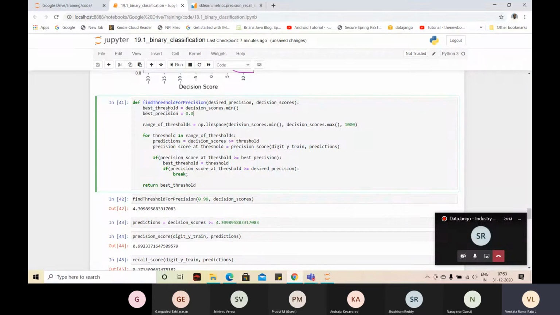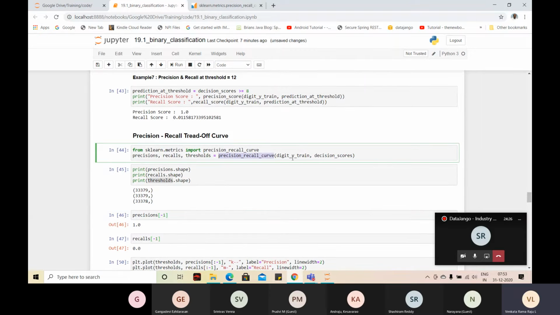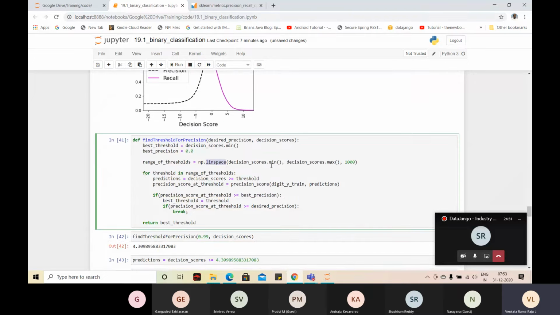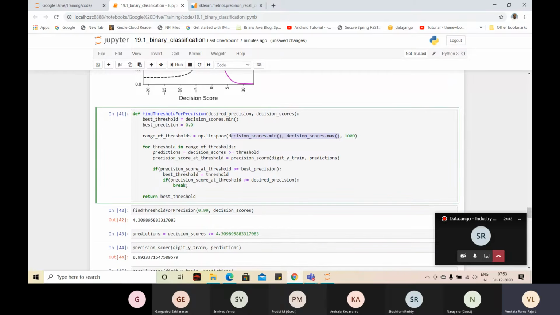What I'm doing here, best precision I'm taking as 0, and decision scores minimum I am taking, and then I took the linspace. What I'm actually doing manually, instead of taking the precision recall curve and the thresholds, I am doing it manually. Linspace, I took minimum, maximum, and only 1000 numbers. 1000 decision scores I generated between minimum and maximum, and looping through. And I'm predicting here. Predictions is equal to decision score greater than or equal to threshold. Got it? It's going to be a true or false array.